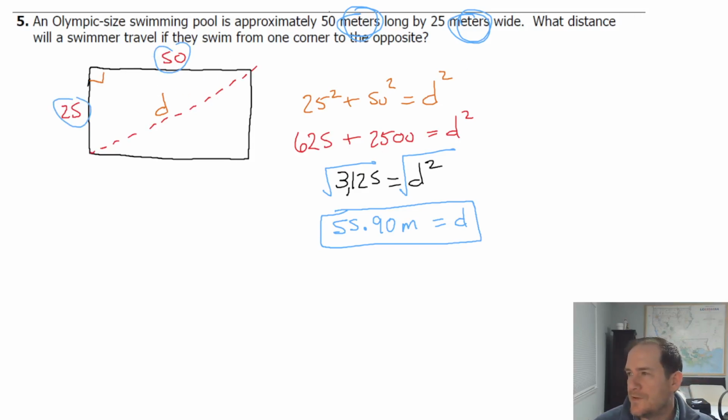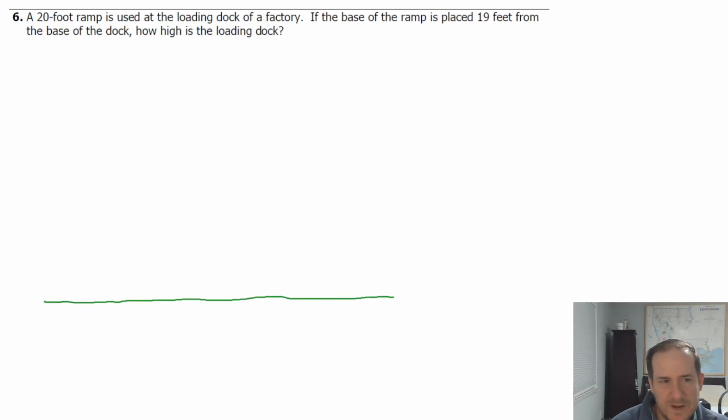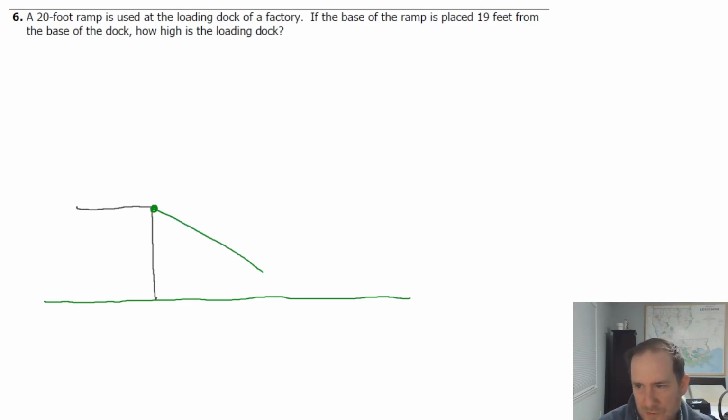So let's do 6. 6 says a 20-foot ramp is being used at a loading dock for a factory. So I'm going to draw green grass as the ground. Then in concrete gray, there's a loading dock up here. I don't know where it goes, but I know that it's up off the ground. And that means that any truck that tried to unload its stuff would have to park here, as close to this thing as possible. And then you could make a ramp coming down.